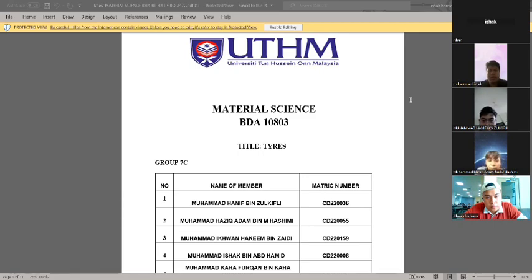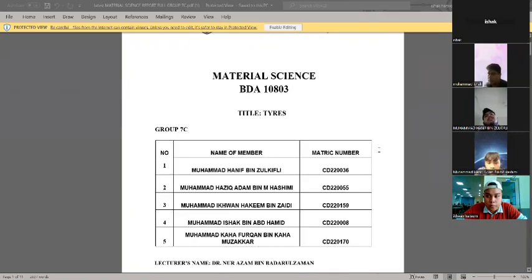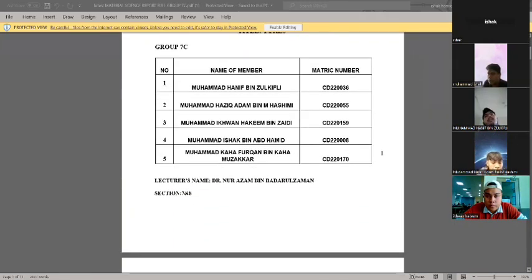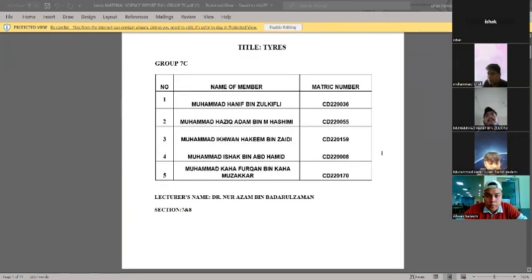Assalamualaikum. Today, my group and I from Group 7C want to present about our project that's called Tyres. Our members, led by Muhammad Ishaq, are Muhammad Hanif, Haziq Adam, Iqbal Hakim, and Muhammad Kahar. We are from sections 7 and 8.